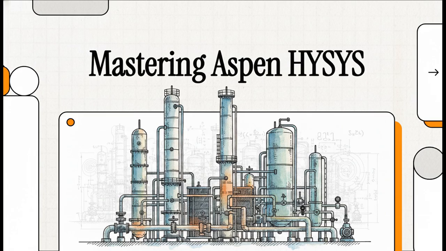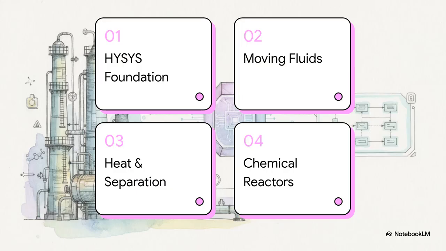If you've ever found yourself wondering how on earth engineers predict exactly what's going to happen inside miles of piping before a single wrench is even turned, well, you are definitely in the right place. So here is our building block journey for today. First, we'll cover the Aspen HYSYS foundation, then moving fluids and thermodynamics. After that, heat exchange and separation. And finally, we'll wrap up with simulating chemical reactors.